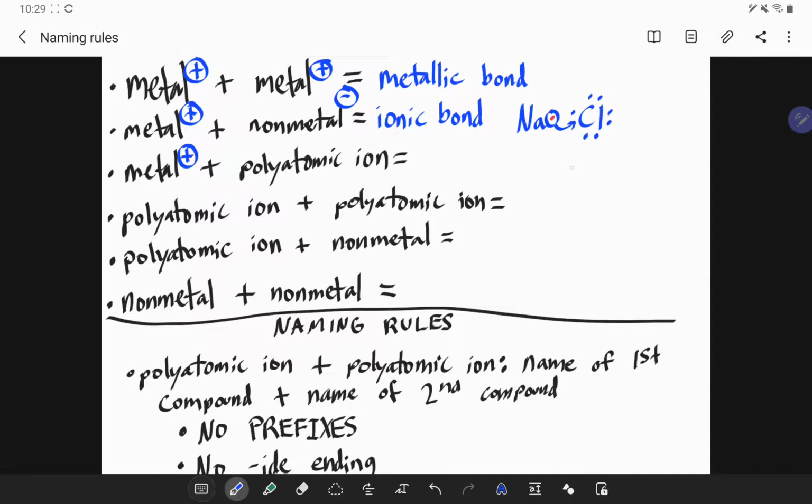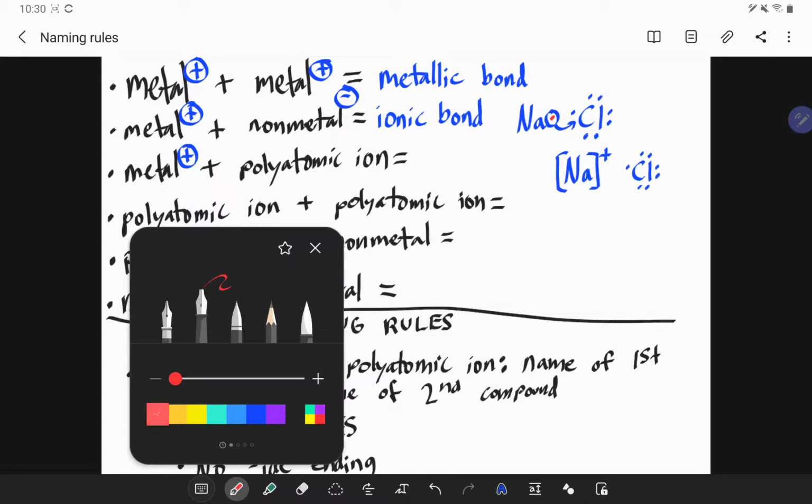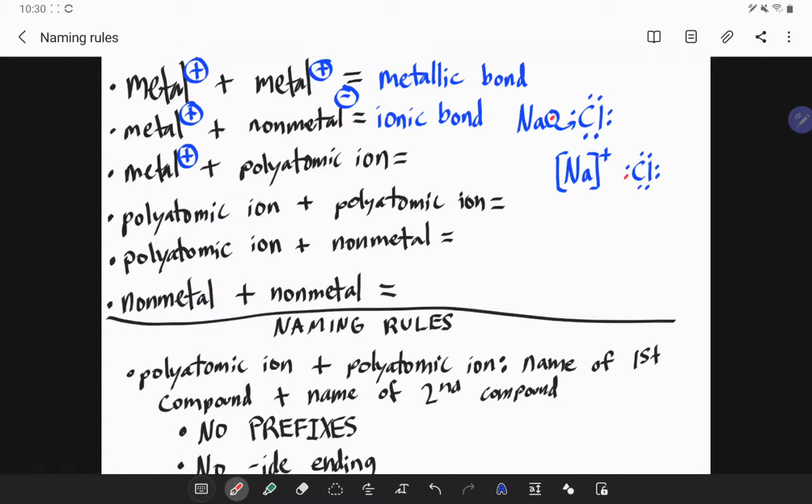And let me draw the rest of this so that we can really understand what it's representing. So we have sodium here, and sodium now has a positive charge. And then we have chlorine here with all 8 electrons around it. And it has that 1 from sodium. And it has a negative 1 charge.